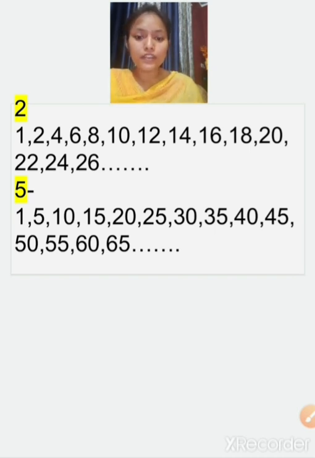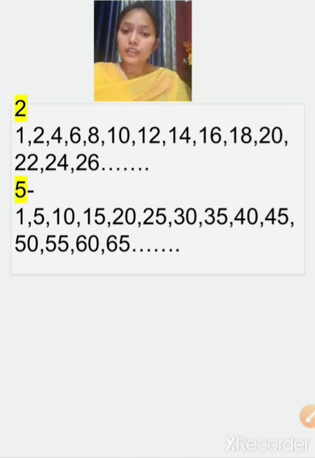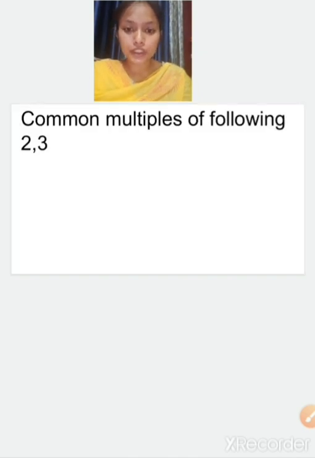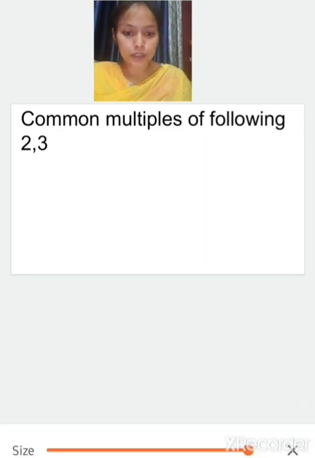So similarly we can find the common multiples between two numbers. And how will we do that? Just see here. Now if we have to find the first 5 common multiples between 2 and 3, how will we do that? For that, first we have to write the multiples of 2 and then the multiples of 3. Then we will find the common multiples of both the numbers.